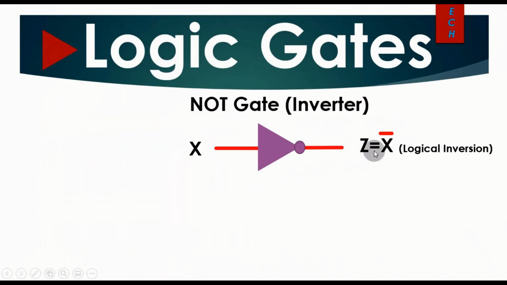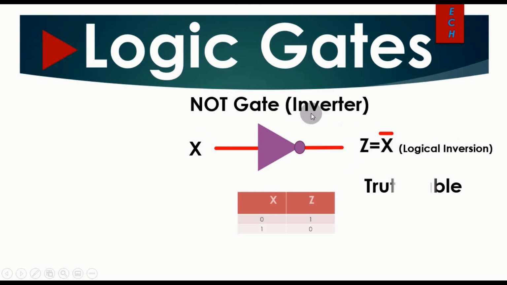So basically the output of NOT gate is logical inversion of input signal. Okay, so you can see if X is the input signal and Z is the output signal, so Z equals to X complement, right? X bar. So basically the output of NOT gate is logical inversion. It is also called inverter. Okay, NOT gate is also called inverter.